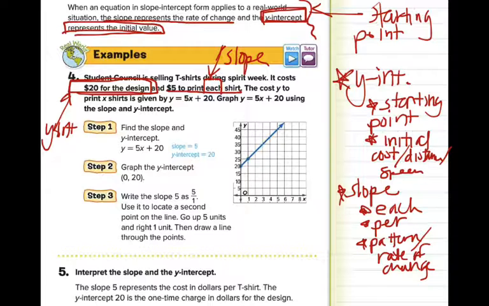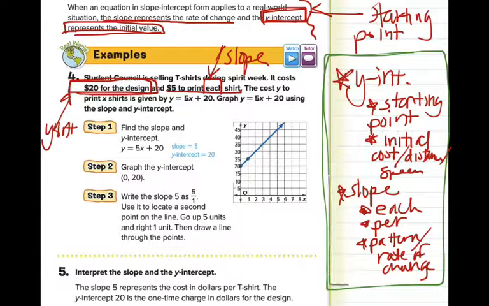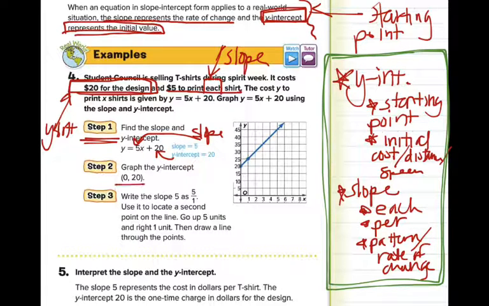This over here on the side, I'm not asking you to write anything else on the sidebar. This right here, definitely write that. Okay, so let's take a look at what they did in the problem here. Step 1. Find the slope and the y-intercept. This is where we identify our slope is 5, our y-intercept is 20. Graph 0, 20. Now if we take a look at this graph, this is the number of shirts, and this is the cost on the y-axis.